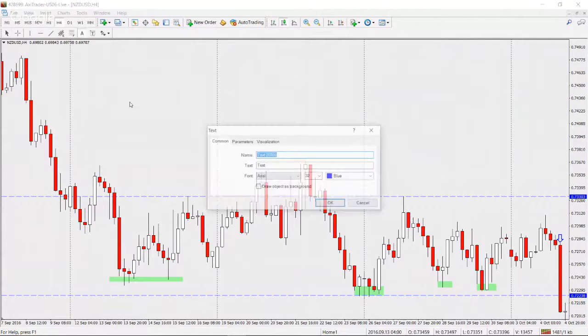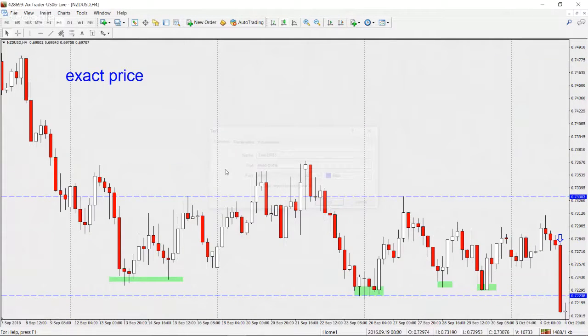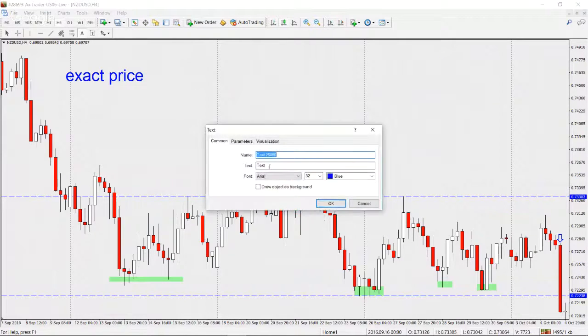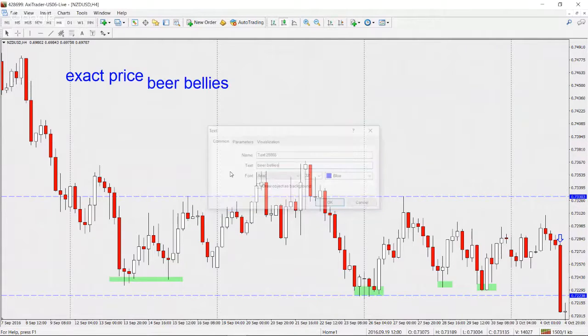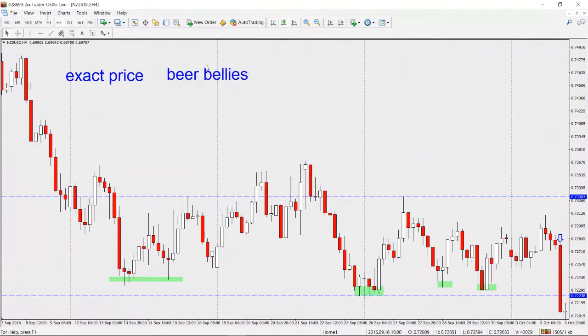The way that I look at support and resistance levels, it's not an exact price at all. What I see when I see support and resistance levels is what we like to affectionately call beer bellies. So a beer belly is something that's soft and squishy. You can push into it. It's not like a wall where as soon as you hit the wall, you're going to bounce off of it. A beer belly, you might push into it a little bit before you get bounced off of it. And that's what these squishy zones are.